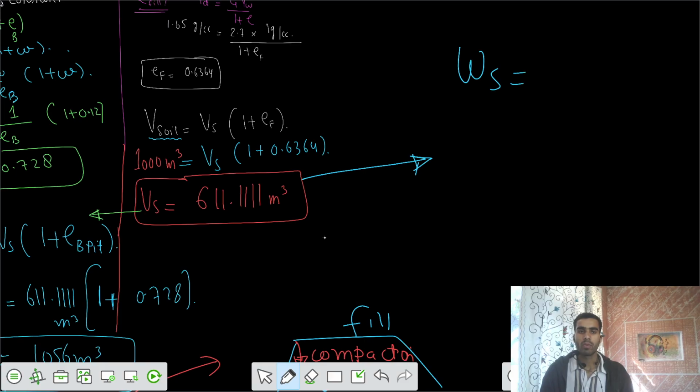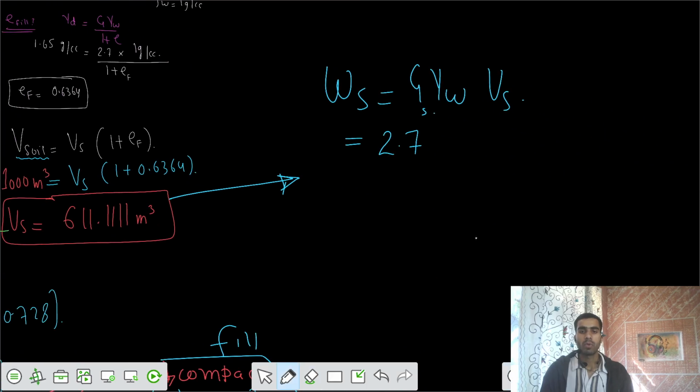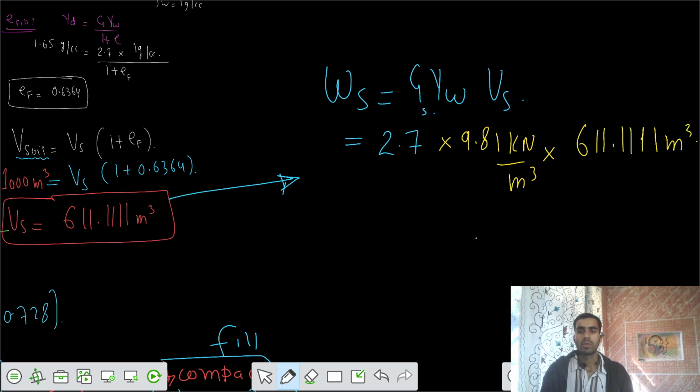Weight of solids can be calculated as G times gamma W times the volume of solids. So G of the material is 2.7, given to you, and you can use gamma W as 9.81 kilonewton per meter cube, and your volume of solids is 611.1111 meter cube. So how much is the weight of solids?